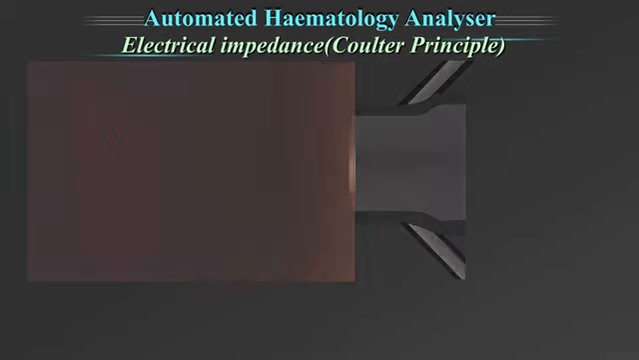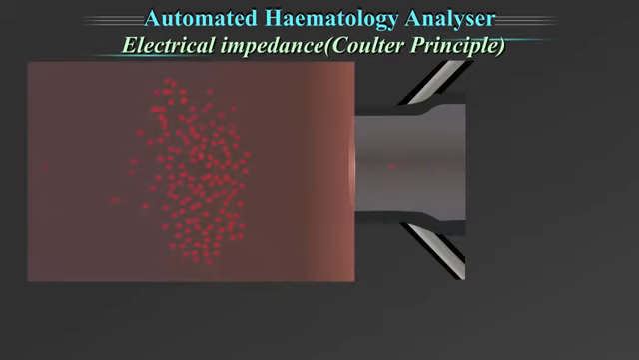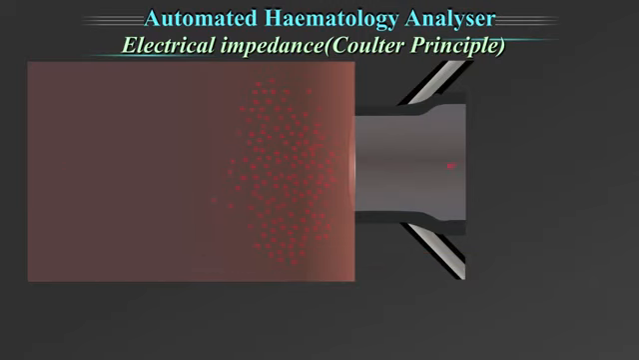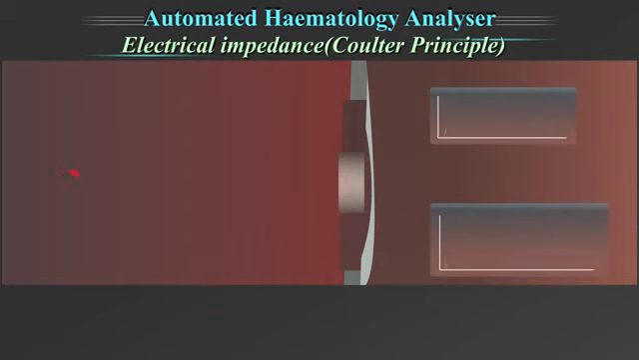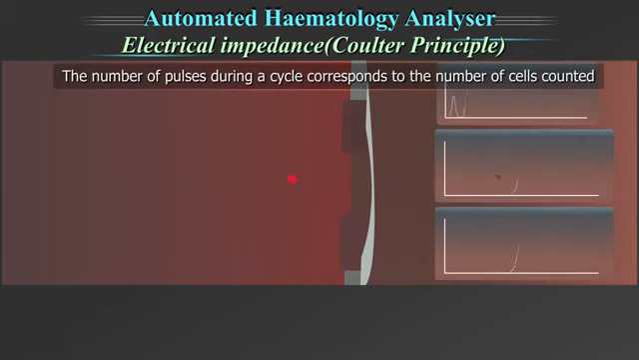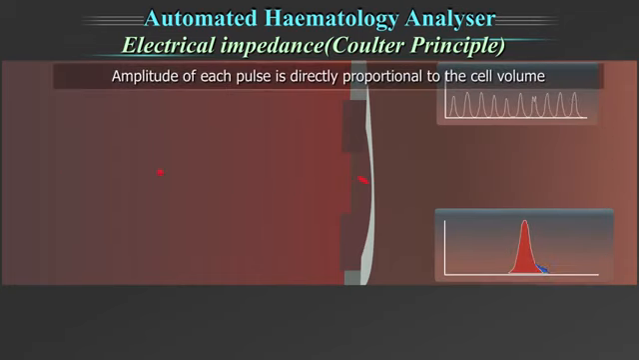Second is the electrical impedance, also known as Coulter principle, which is used to count the white blood cells, red blood cells, and platelets as they pass through an aperture. As each cell is drawn through the aperture, a change in electrical resistance occurs, generating a voltage pulse. The number of pulses during a cycle corresponds to the number of cells counted, whereas the amplitude of each pulse is directly proportional to the cell volume.